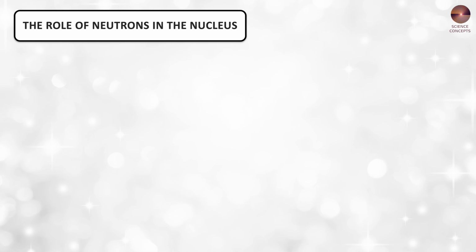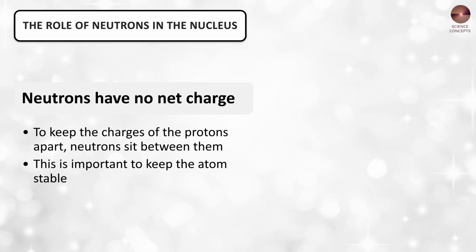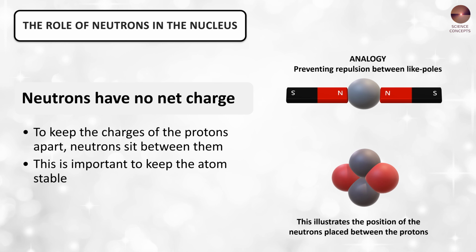Looking at the role of neutrons in the nucleus. The neutrons have no net charge, and really they're there to keep the charges of the protons apart. If we had a nucleus consisting only of protons, it's likely that the protons would repel each other before they got close enough to actually bond and form a nucleus. So neutrons, having no charge, sit between those protons and allow everything to bond together to form a nucleus.